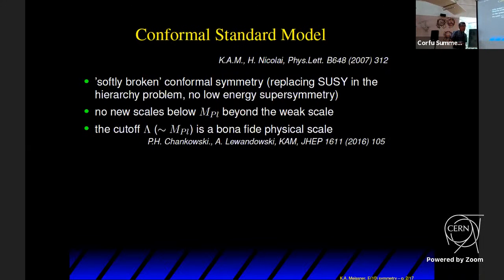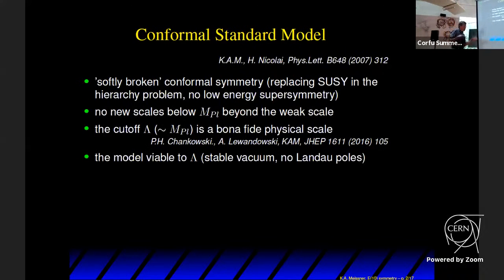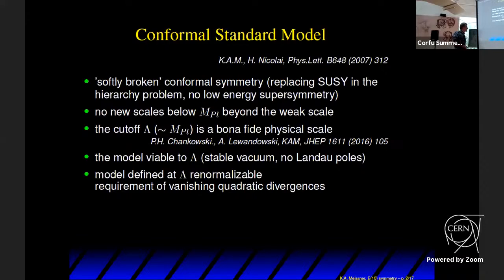The cutoff is a bona fide physical scale. So we don't hide the problem of the quadratic divergences within dimensional regularization, because it's only hiding the problem and not really solving it. The model should be viable up to lambda. The vacuum should be stable. We know that in the standard model it isn't. There are no Landau poles up to the Planck scale.